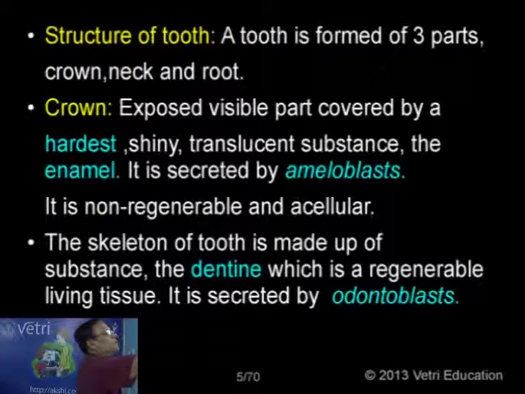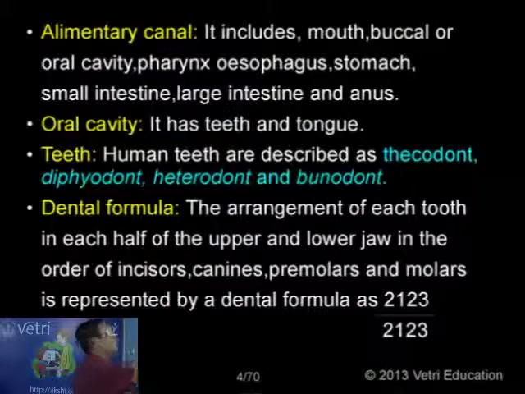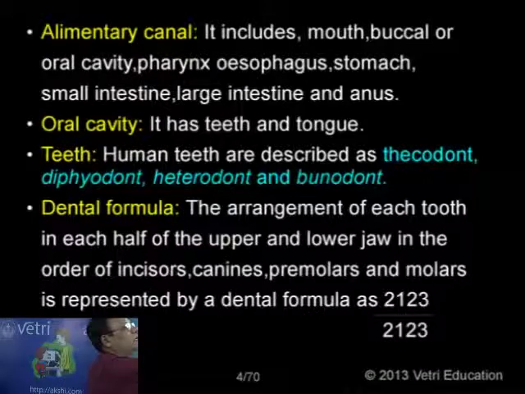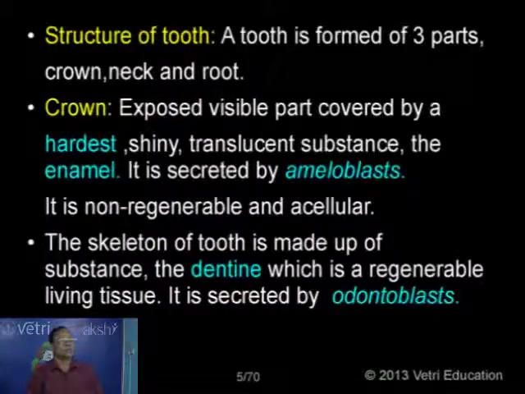We'll go back to the structure once again. The arrangement of each tooth in each half of the upper and lower jaw in the order of incisors, canines, premolars and molars is called the dental formula. The dental formula in the case of human beings is represented as 2, 1, 2, 3 as numerator and 2, 1, 2, 3 as denominator, representing each half of the upper and lower jaw. Then, what is the nature of the structure?